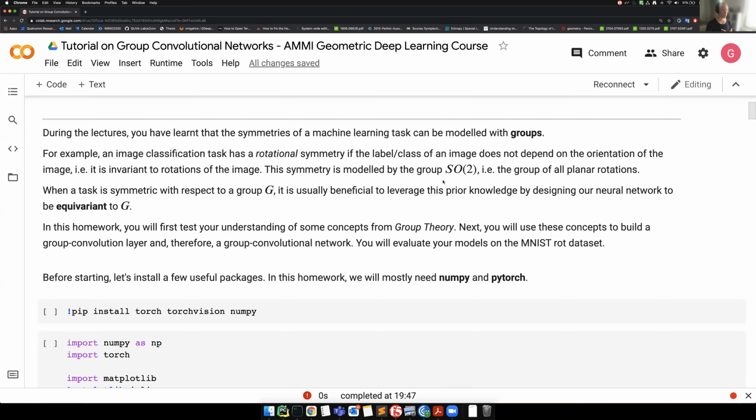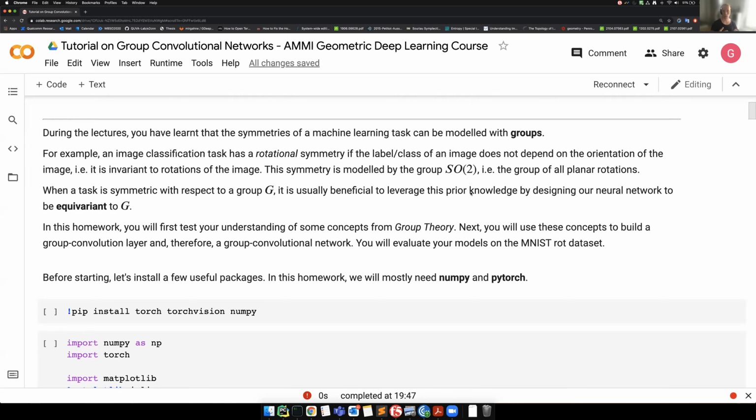So, okay, this is just a small introduction. I want to give you an overview of what we're going to do. The first part of the homework is going to be a few exercises, a few definitions about group theory. We are going to define what is a group. We're going to play a bit with groups. You're going to try to implement a couple of groups to see what their properties are, what they do. And then we're going to use these concepts to slowly build a group equivariant neural network.